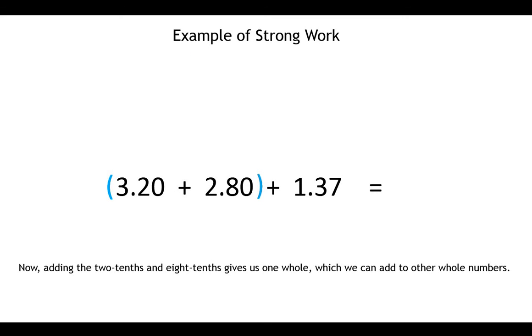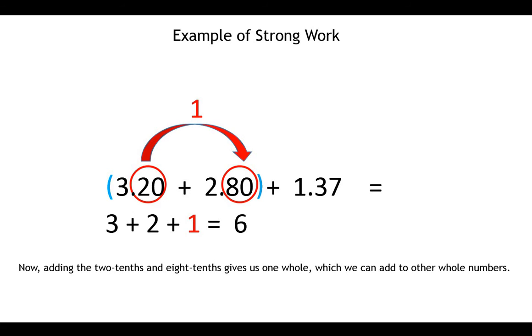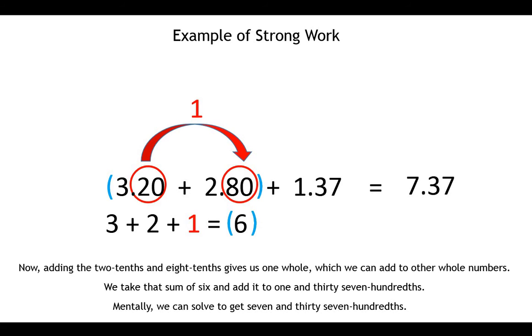Now, adding the 2/10 and 8/10 gives us one whole, which we can add to other whole numbers. We take the sum of 6 and add it to 1 37/100ths. Mentally, we can solve to get 7 37/100ths.